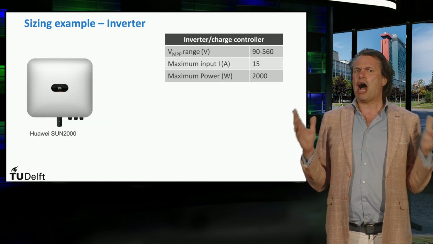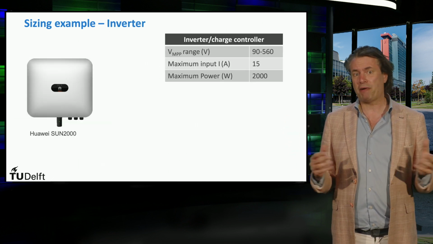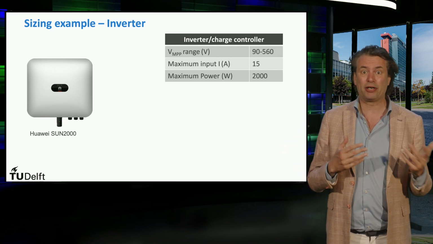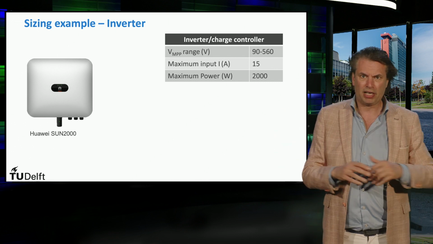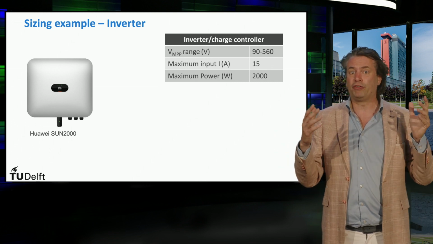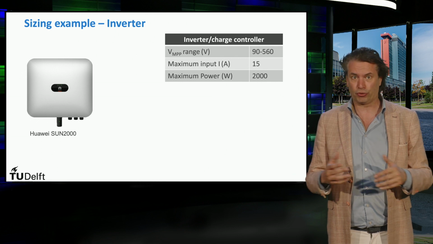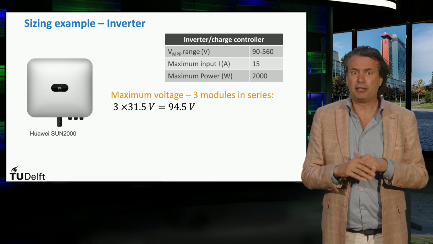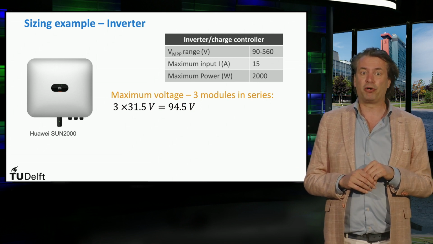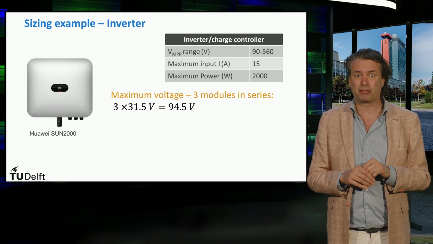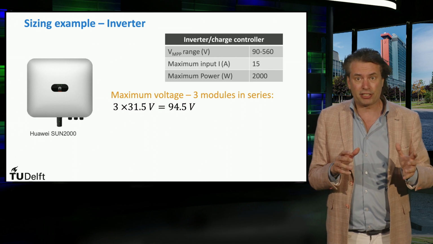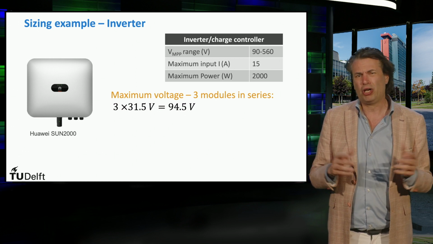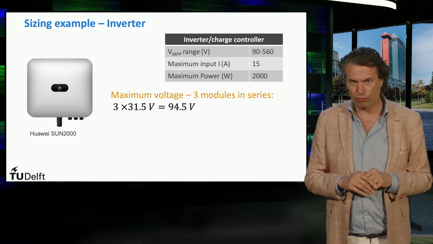The question now is, how should the panels be connected? This depends on the charge controller, which is nowadays integrated together with the inverter into one component. Here you see an example of possible specs of an inverter including a charge controller. When the 3 modules are connected in series, the maximum voltage at maximum power point is obtained and equals 3 times the maximum power point voltage of the module, in this case 3 times 31.5 volts, which is about 94.5 volts.